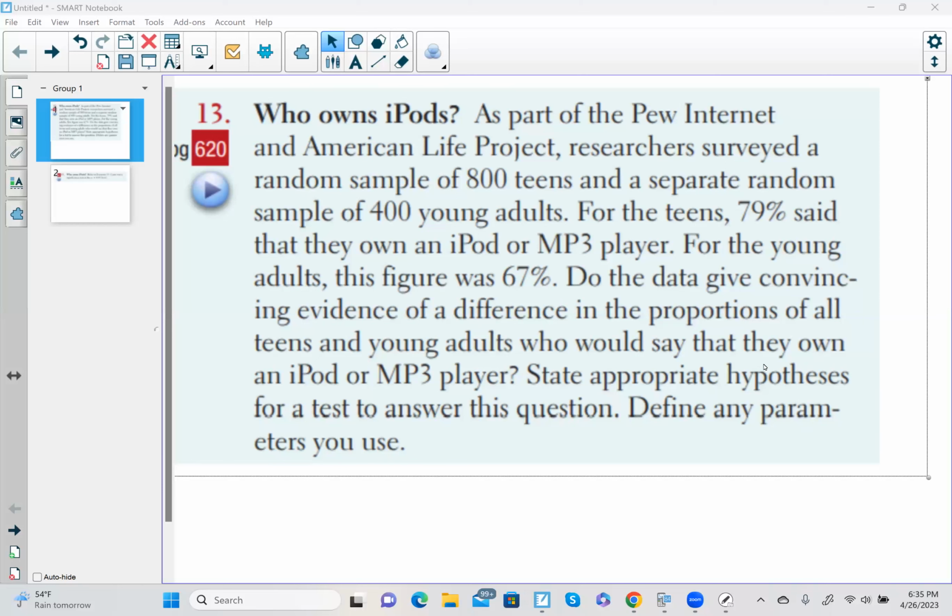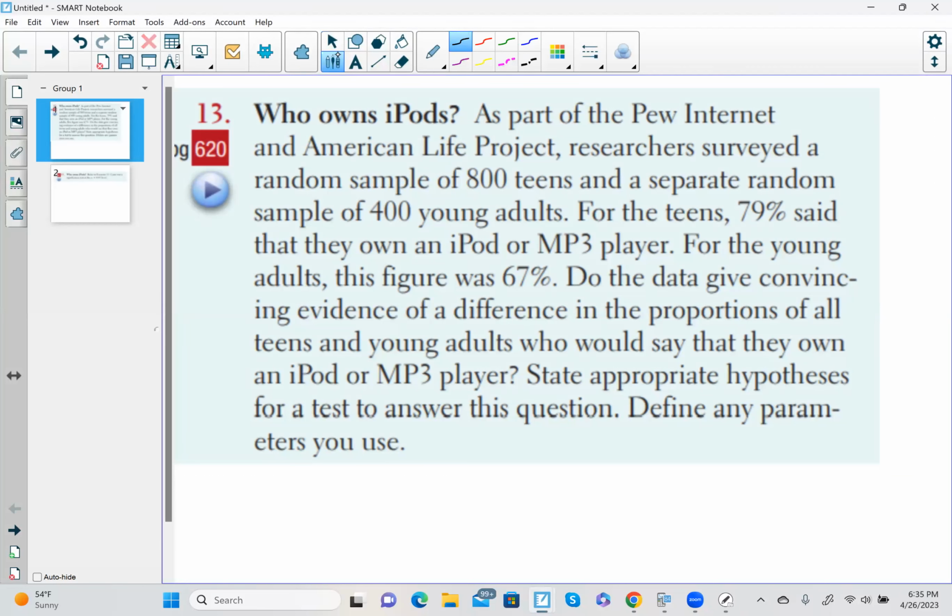Okay. So the key thing to realize in tonight's lesson is we're going to be comparing two different groups. And in this first case, we're going to be comparing the proportion of kids in one group to the proportion of adults in another. So let's take a look at it. Who owns iPads? That's the name of this question.